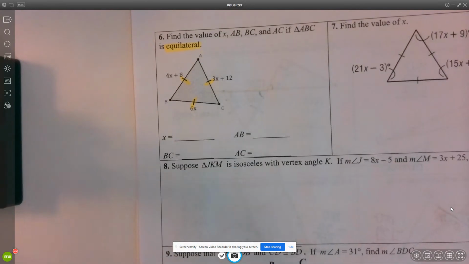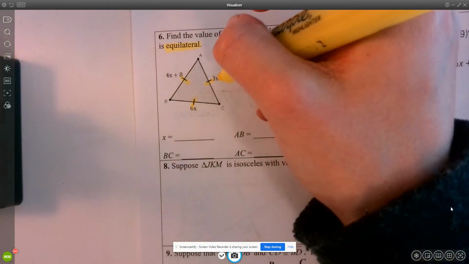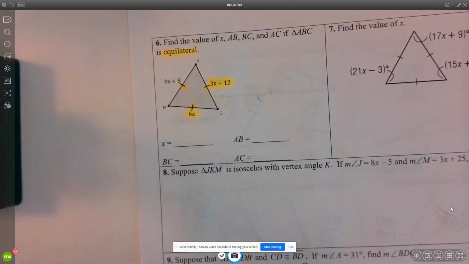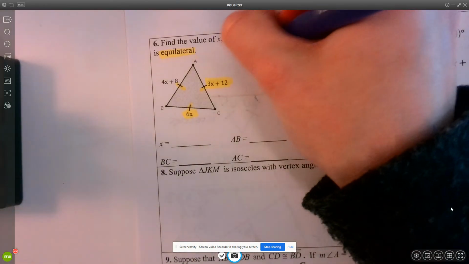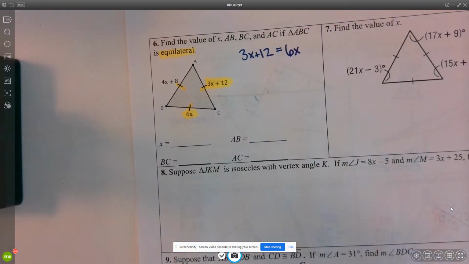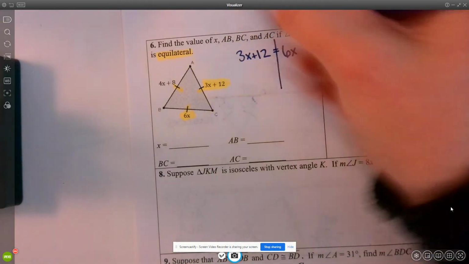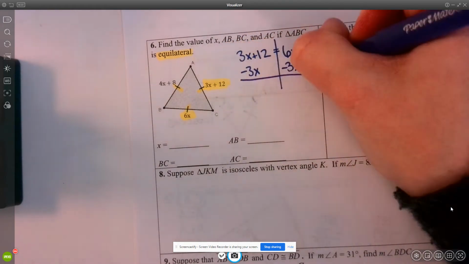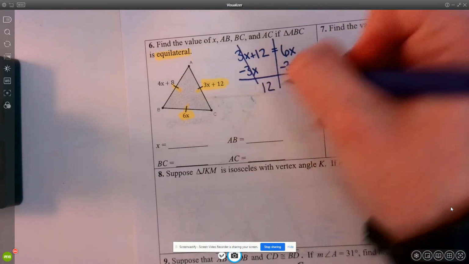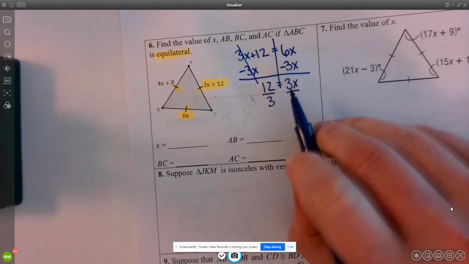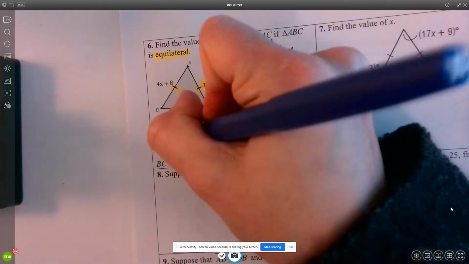So to set up my equation, I really just need 2 of these lengths. I can choose any 2 that I would like, and I just need to set them equal to each other. So 3x plus 12, that side length must be equal to 6x. I'm going to go ahead and solve this for x. And I discover that x is equal to 4.